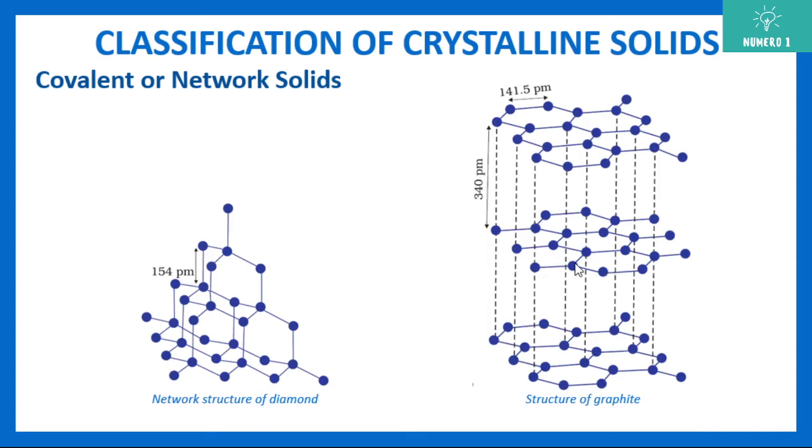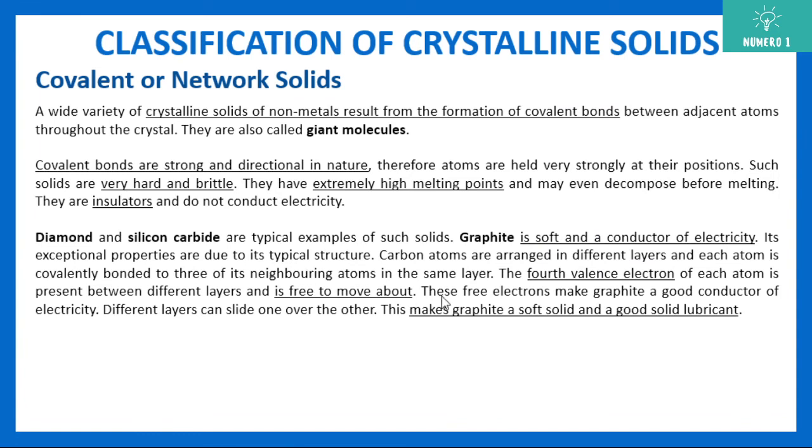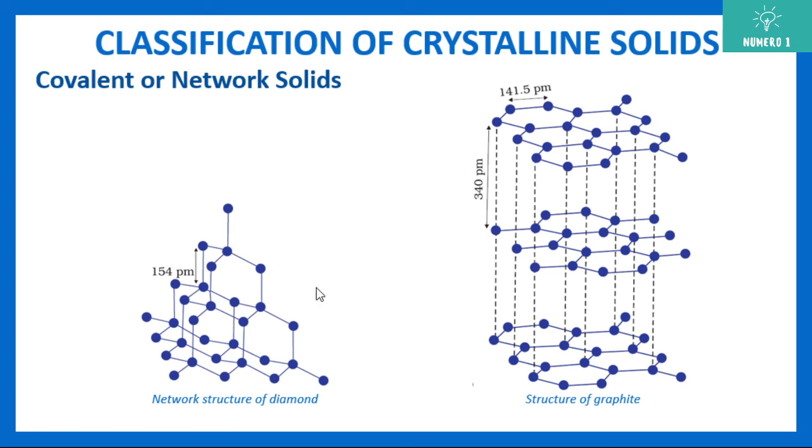For example, this carbon has 1, 2, 3 bonds. The fourth electron is down here somewhere or up here somewhere, which is free to move about. So these free electrons make graphite a good conductor of electricity. Different layers can slide over each other. This makes graphite a soft solid and a good solid lubricant. So this was the structure of graphite and this was the structure of diamond.